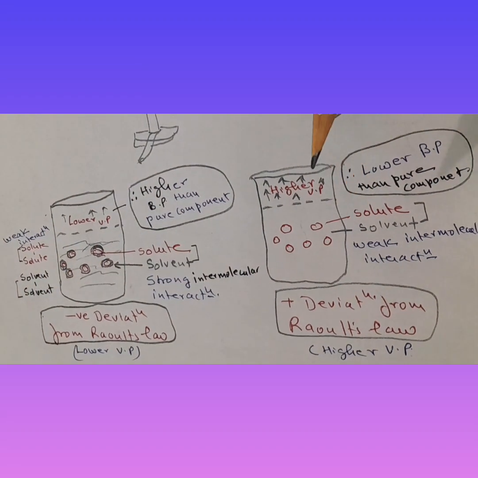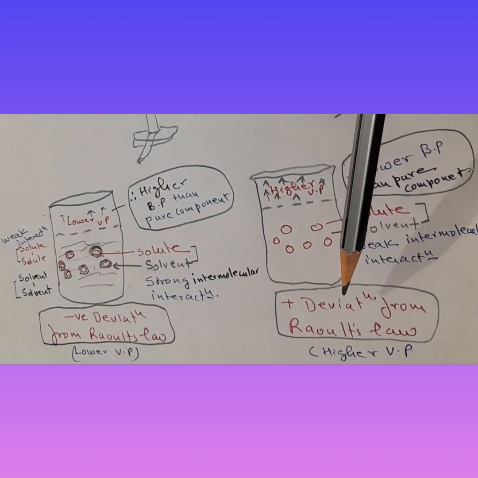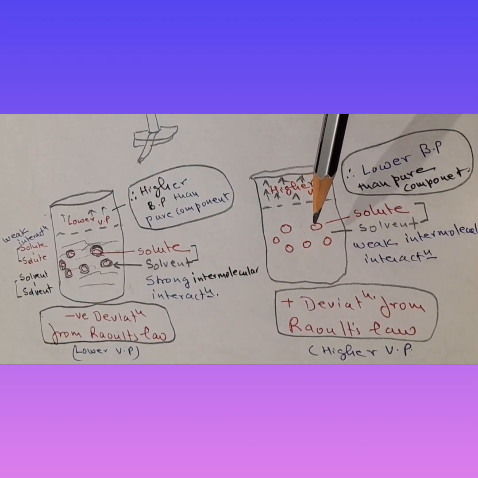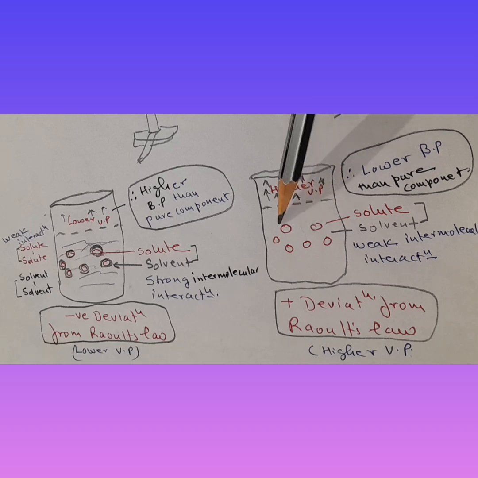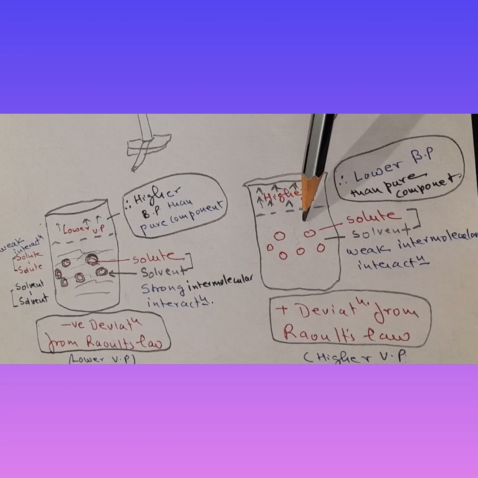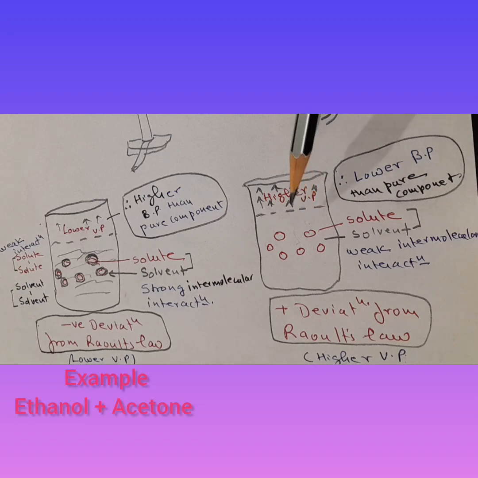So it becomes easy for us to understand positive deviation. In positive deviation, there is weak interaction between solute and solvent. Alright, solute and solvent have very weak interaction, owing to which vapor pressure is higher. Since vapor pressure is higher, it requires a lower temperature than the pure solvent for boiling point. Alright, since vapor pressure is already higher.